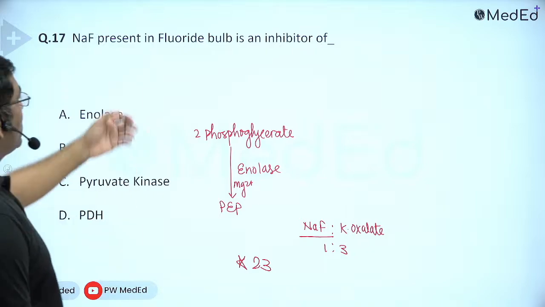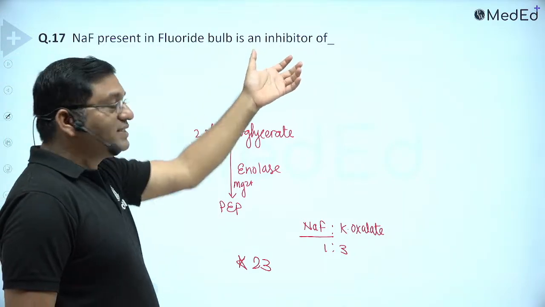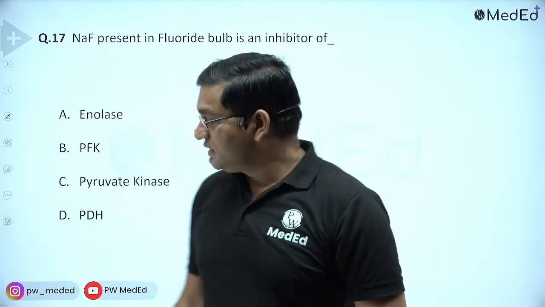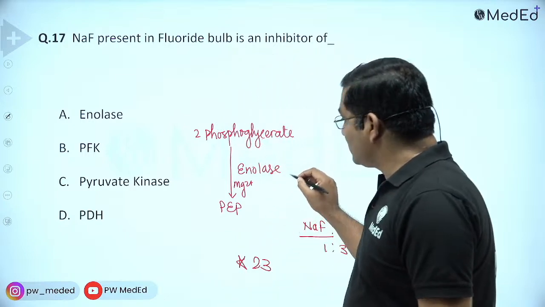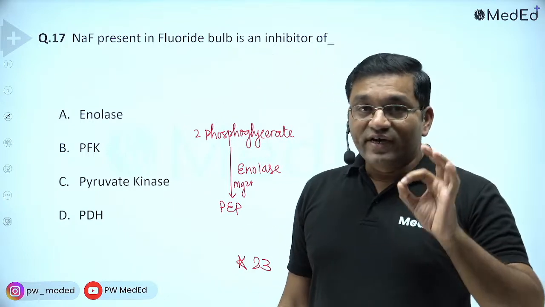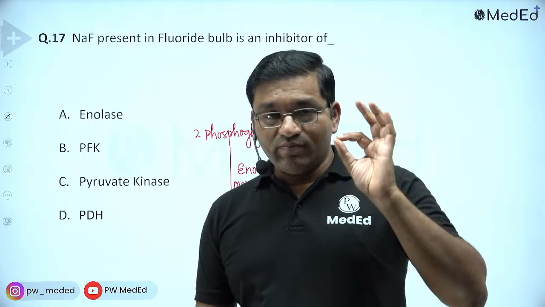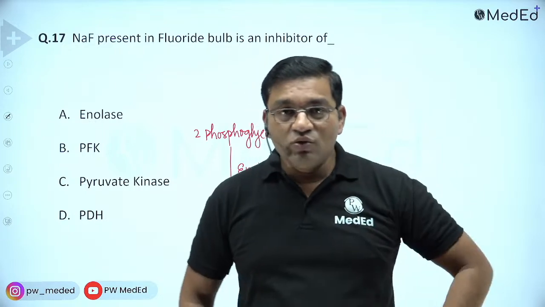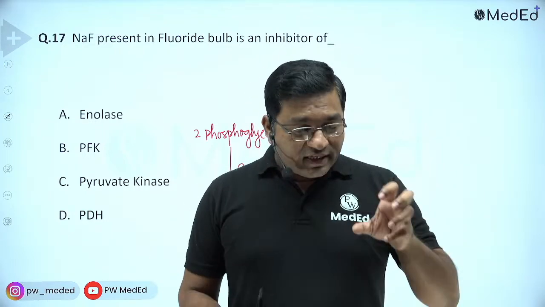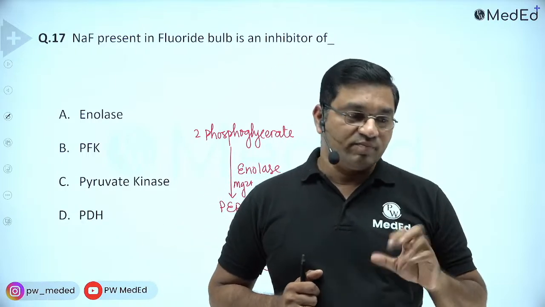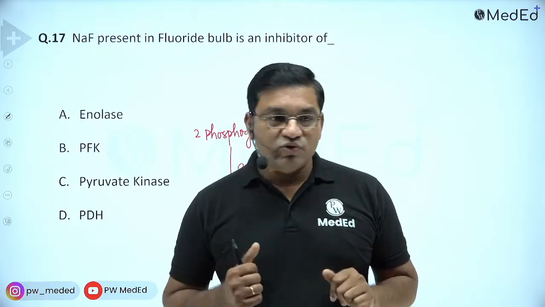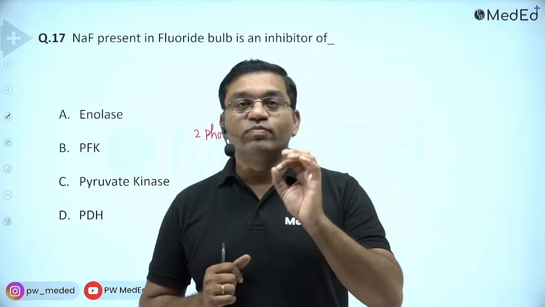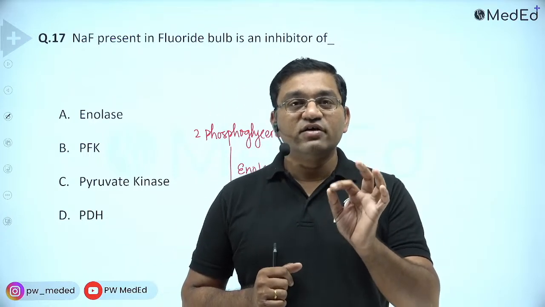Now sodium fluoride present in the fluoride bulb is an inhibitor of enolase. This is a practical aspect. While collecting the blood sample for glucose, जब भी ग्लूकोज का एस्टिमेशन करते हैं एक स्पेशल ट्यूब में कलेक्ट करते हैं, जिसको बोलते हैं फ्लूराइड बल्ब.